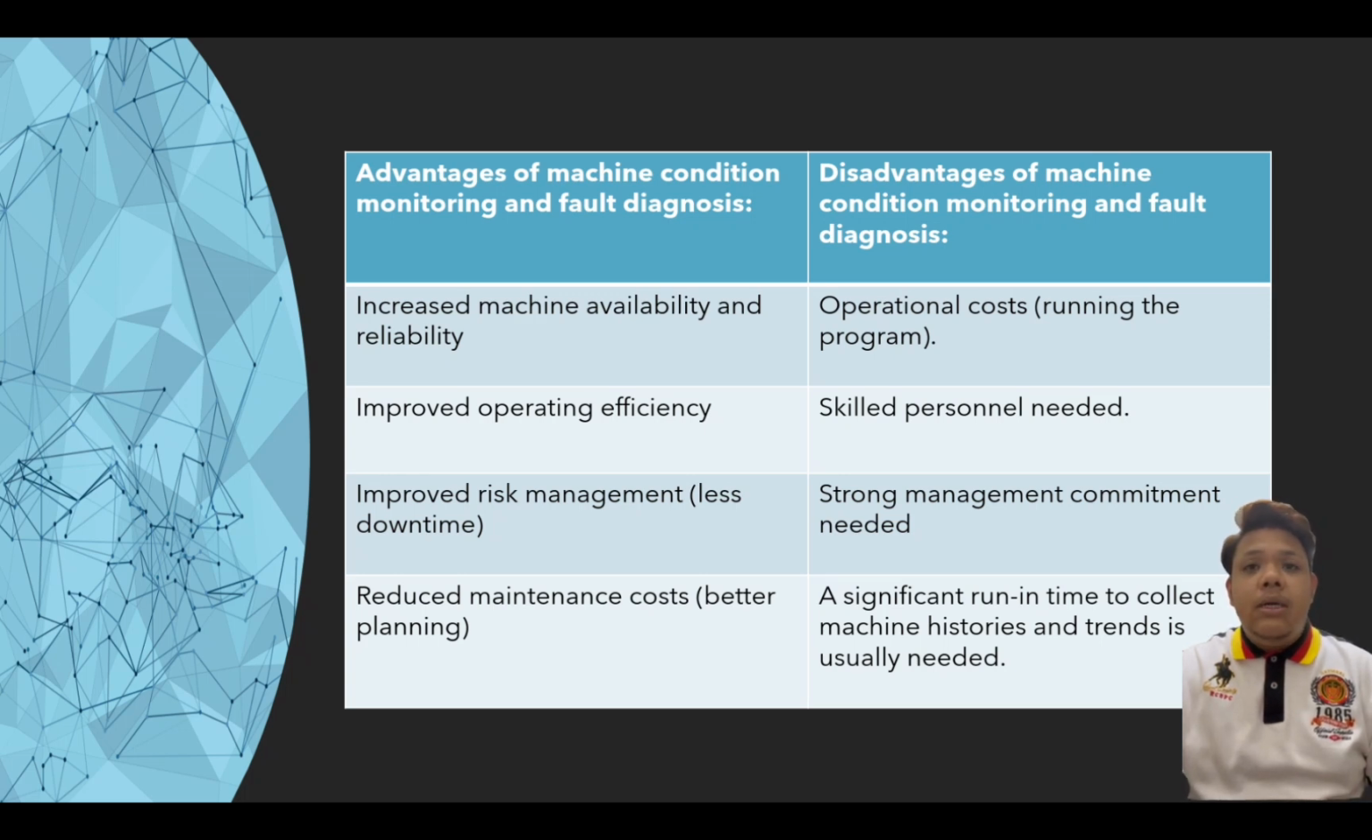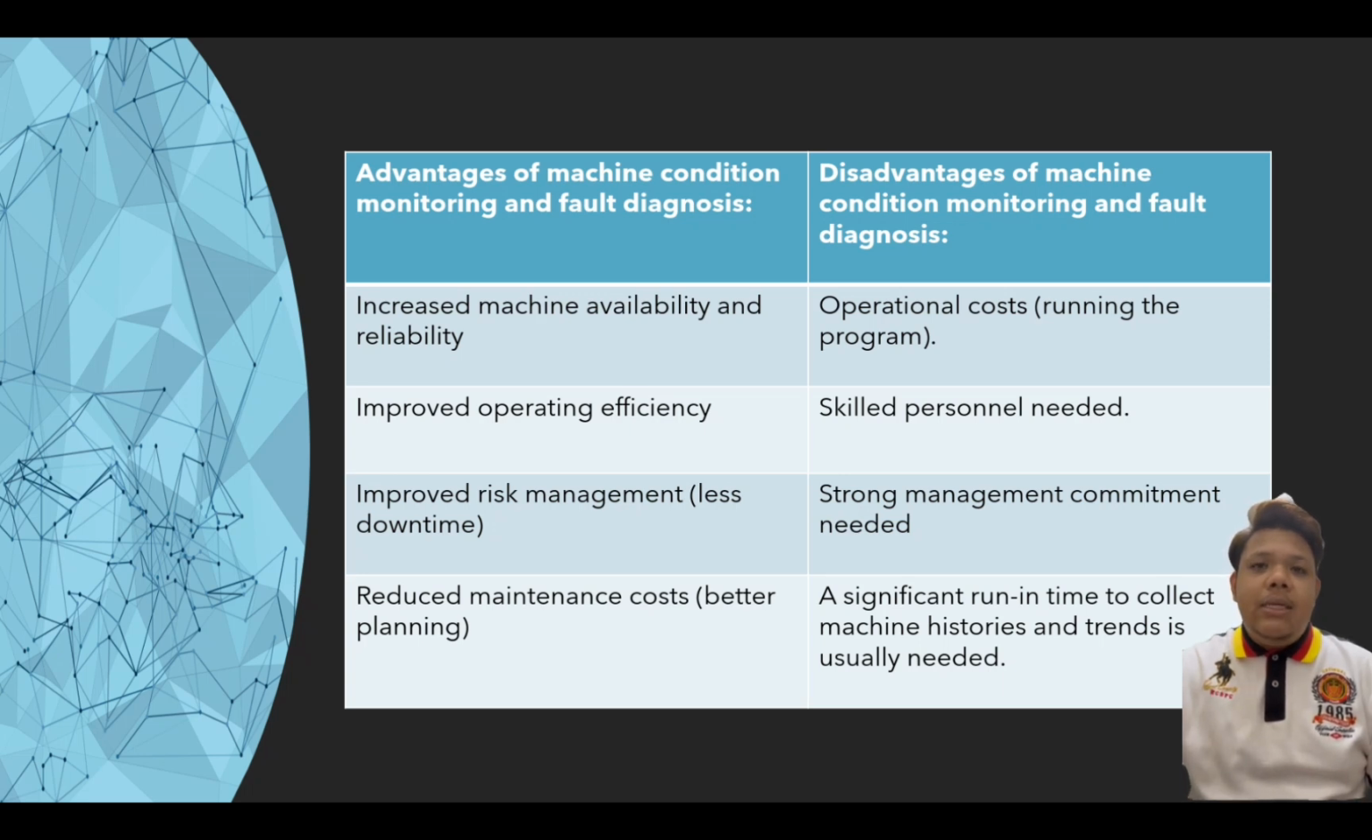The third advantage is to improve risk management. When we talk about risk management, we can relate it to less downtime. Early detection of gear fault allows for proactive maintenance planning, reducing the risk of unplanned downtime. This will improve the risk management by minimizing production disruption or associated financial loss.